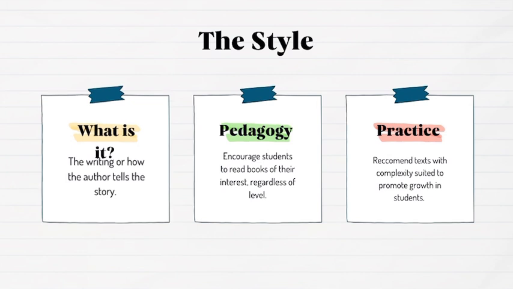And finally, some strategies around style. How the author tells the story in young adult literature has differing characteristics than other genres of reading. Sentences, words, and organization appeal to readers because of this in many ways. For pedagogy, the strategy is to encourage reading based on interest rather than level.